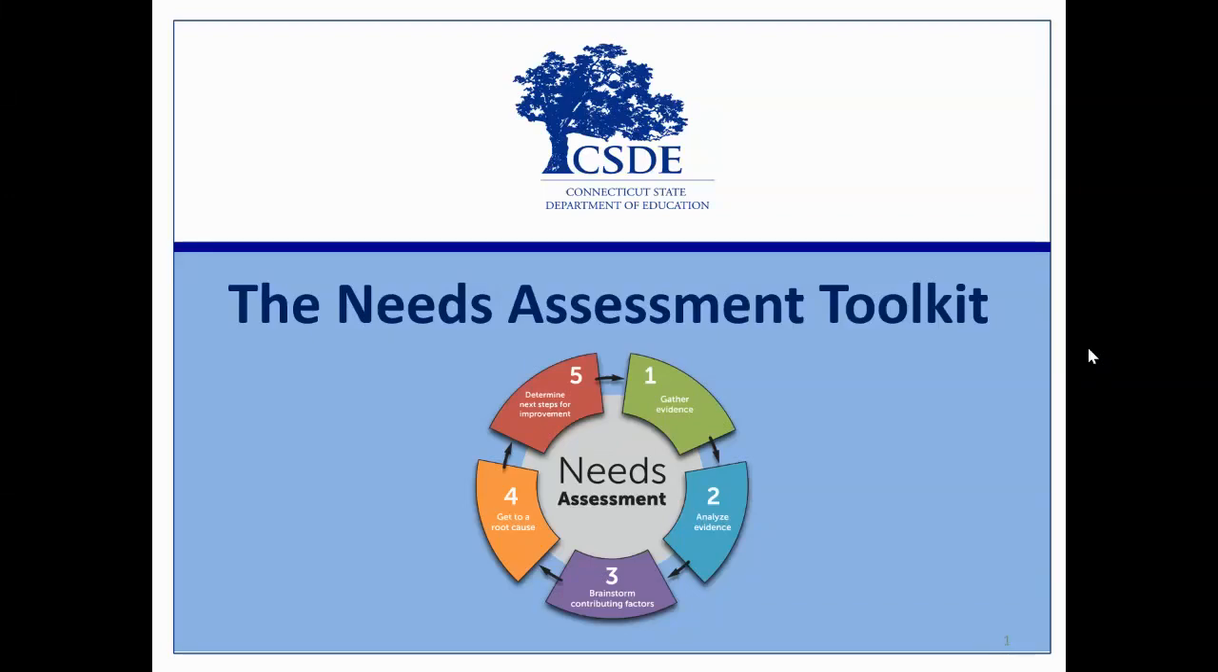Welcome to an introduction to the CSDE Needs Assessment Toolkit. This toolkit is designed to guide districts and schools through the process of deeply examining evidence to determine the priority concerns, understand the contributing factors, and uncover root causes. Through the use of this toolkit, your organization can better meet challenges by allocating resources that address root causes of concerns and leverage strengths for improvement.